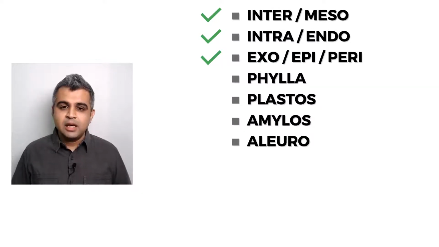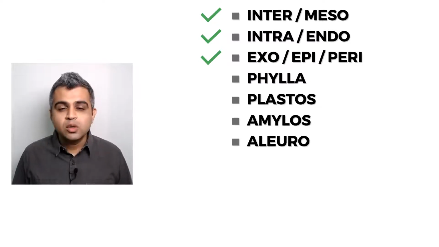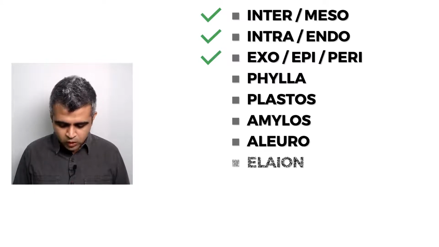Then you have elluro. Elluro is the ancient Greek word for wheat flour, गेहूं का आटा. So गेहूं का आटा, which is rich in proteins, the ancient Greeks had a word for it, which was elluro. And then the Greeks also had a word for olive oil, which was elion.